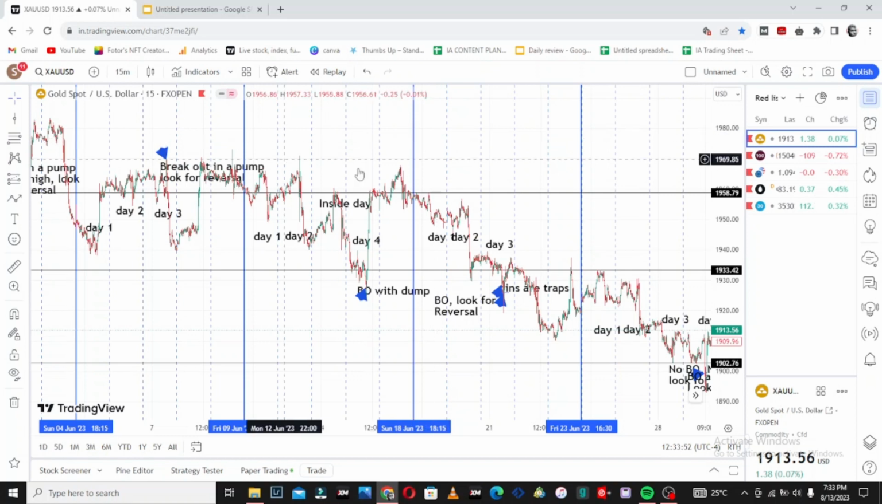So your homework is to go and backtest the different instruments to see how many times this setup actually forms at the high of the week. It would behoove you to do that.